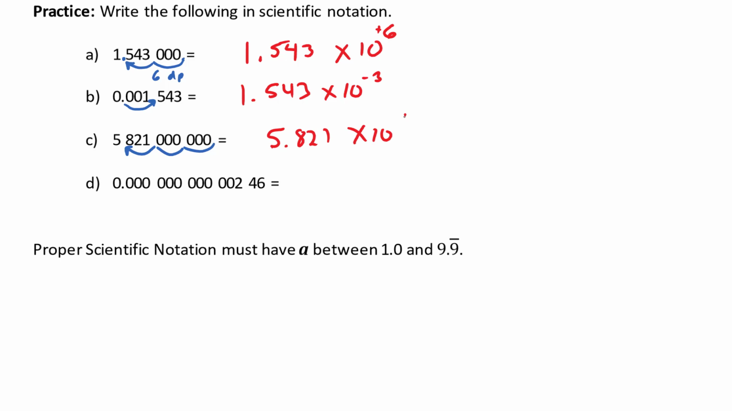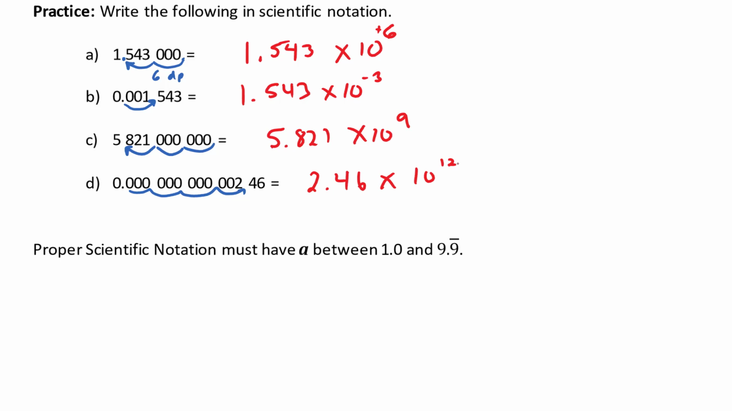This value here, 3, 6, 9 decimal places. 5.821 times 10 to the 9. We took a very large number and made it small. To offset that, we have to make sure our exponent is very large. Lastly, now we have 3, 6, 9, 12. 2.46 times 10 to the 12.